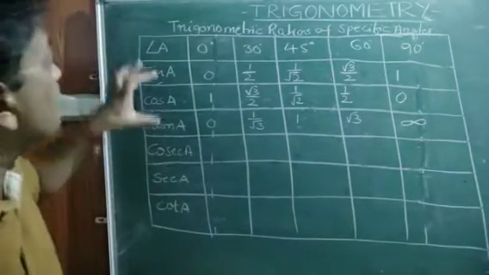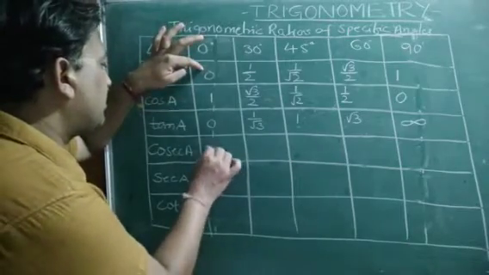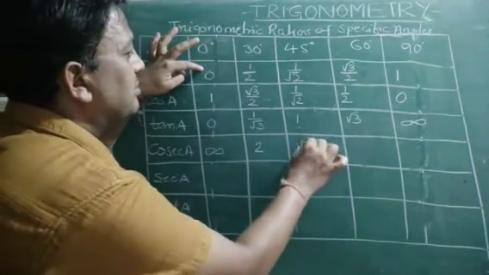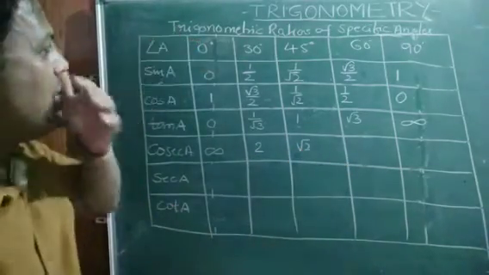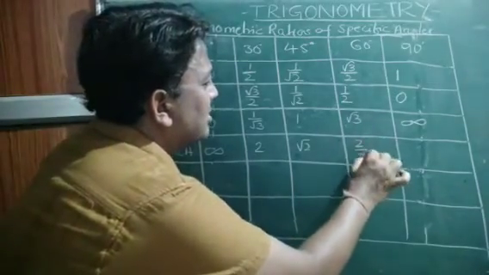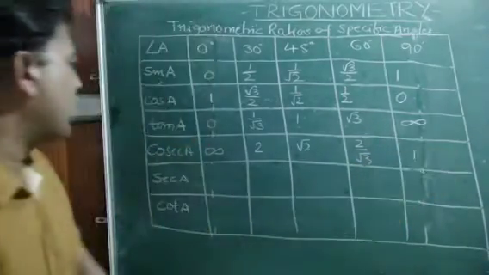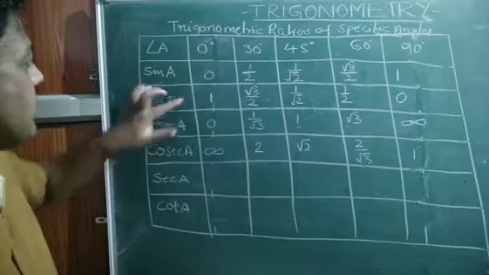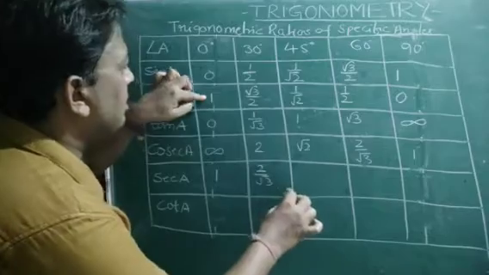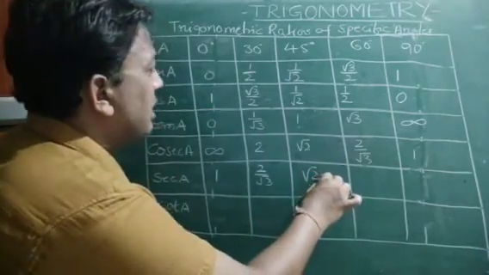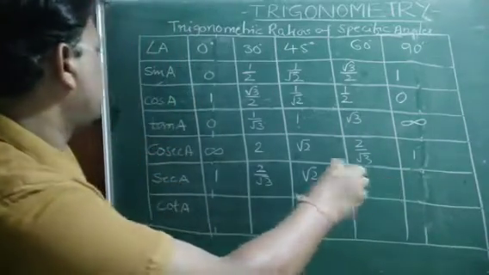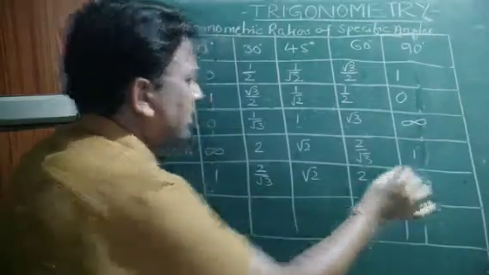Yes children. Cosec. You know cosec is inverse of sin A. So 1 by 0, undefined. 1 by 1 by 2 is 2. 1 by 1 by root 2 is root 2, then 2 by root 3, 2 by root 3, and this is 1 by 1, 1. Now sec is the inverse of cos. 1 by 1 is 1, 2 upon root 3, next root 2, next 1 by 1 by 2 is 2, and 1 by 0, infinity.